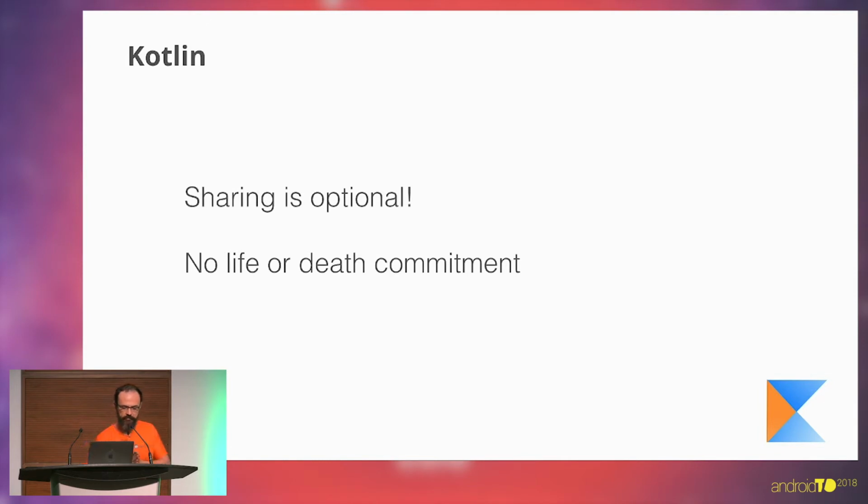And one important thing as well is that sharing your code through Kotlin Native is optional. Adopting Kotlin Native doesn't mean, oh, I'm going to stop doing the things I did before, and I have to jump 100% into Kotlin Native. You can do that progressively, and you can do that only for different parts of your application, which allows you to try it progressively. You don't need to take any risky decision. It's not a life or death commitment.